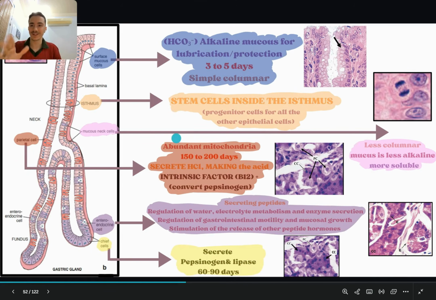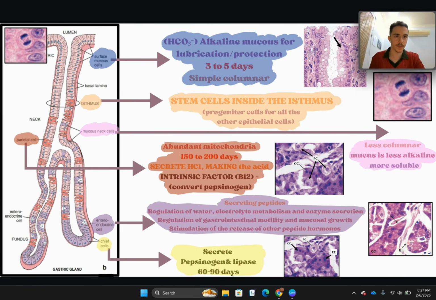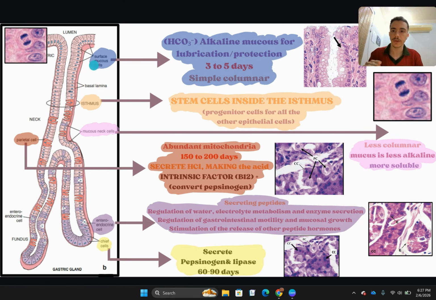Okay, let's talk about them. So we have here the surface mucosa cells. They secrete bicarbonate. Why do they secrete bicarbonate? To neutralize the acid. Bicarbonate is a base, sorry, it's alkaline. So it will face the acids in the stomach and try to neutralize them, because it's not always going to be acid. Alkaline mucus is for lubrication, protection and neutralizing the acid. The turnover for the cells is from 3 to 5 days, meaning their lifespan, and they are simple columnar.